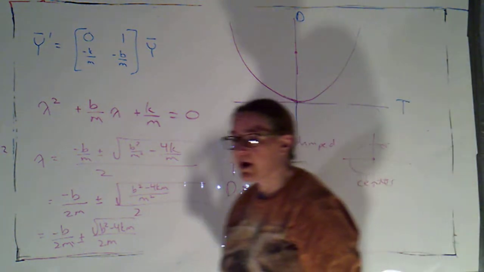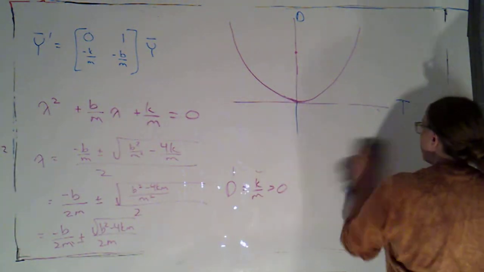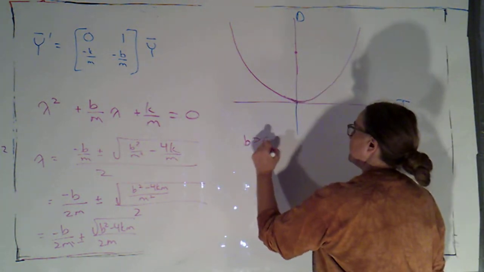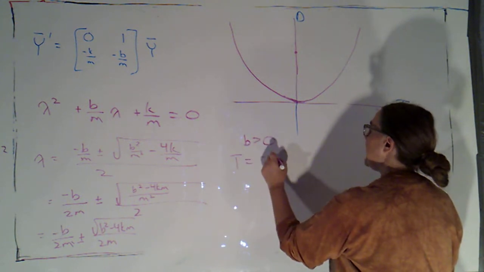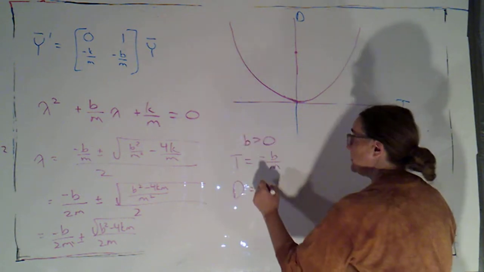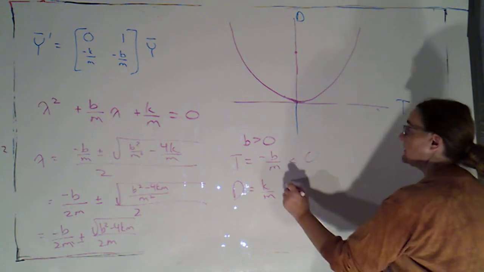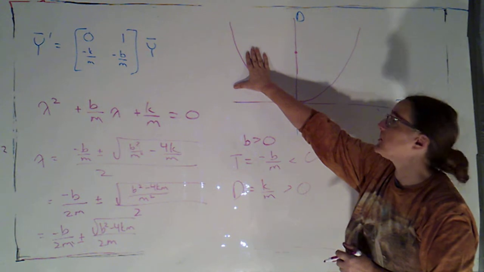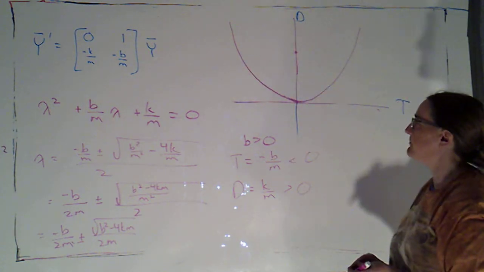Excellent. Now, all of the other possibilities involve b being positive. So if b is bigger than 0, then the trace will always just be negative b over m, and the determinant will still be k over m. So negative b over m is negative, k over m is positive. So we're always going to be somewhere over here in quadrant 2. So the trace is negative, the determinant is positive.